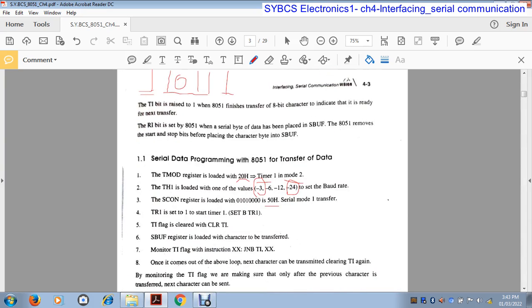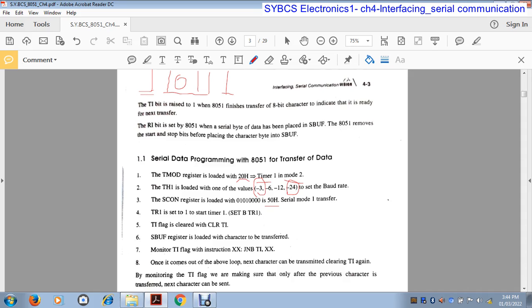The first step is to load the TMOD register with the 20H value, which represents that timer 1 mode 2 is used. Then TH1 is loaded with one of the values -3, -6, -12, and -24, which are based on which baud rate we have to use. Then the SCON register is loaded with value 50H.